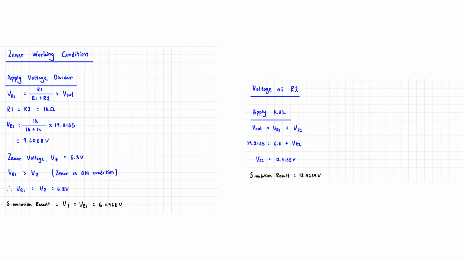It will regulate the voltage of R1, and the voltage of R1 is the same as the Zener voltage. This achieves a stable voltage output at the load, in this case R1. Finally, we can calculate the voltage of R2 using KVL to get a result of 12.4135 volt, which is almost the same as the simulation result.